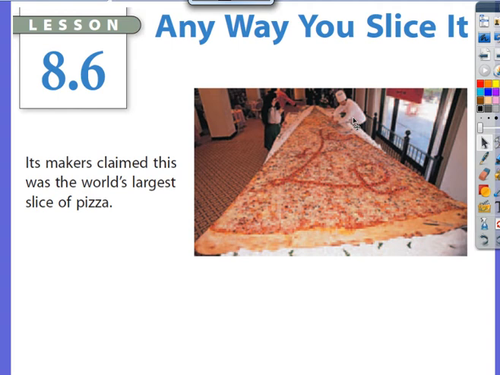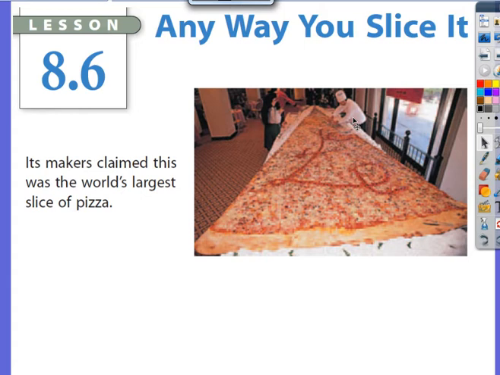Hello, and welcome to Levine Geometry 8.6, any way you slice it. Today we're going to be working on finding the area of sectors of circles and other equations for areas of circles. And I can't imagine a better way to start off than with a slide of a huge, delightfully disgusting looking pizza.